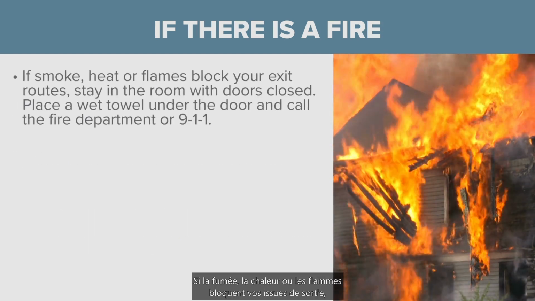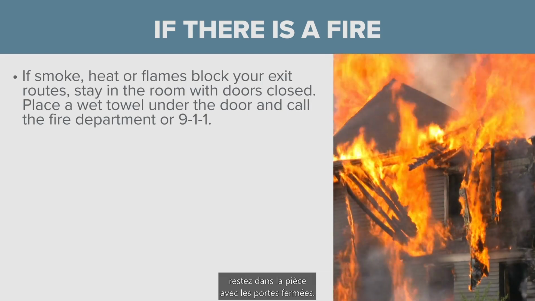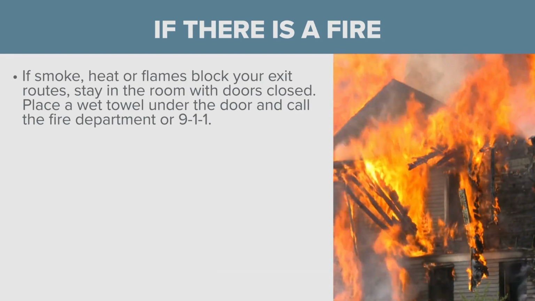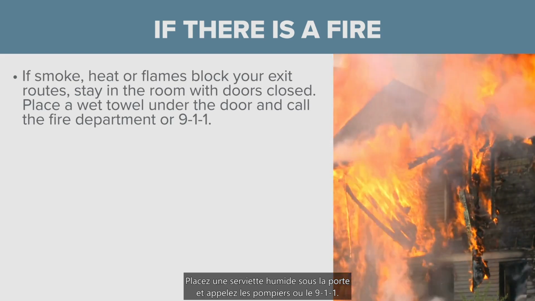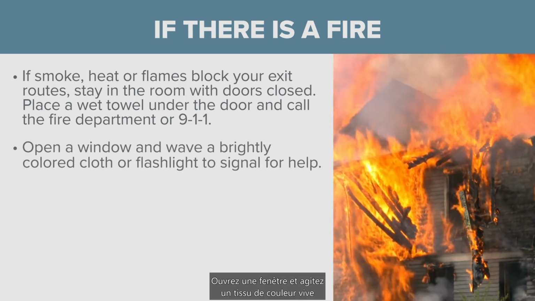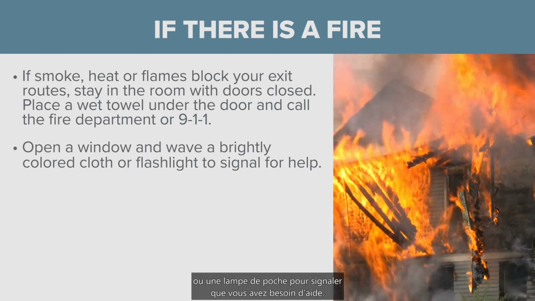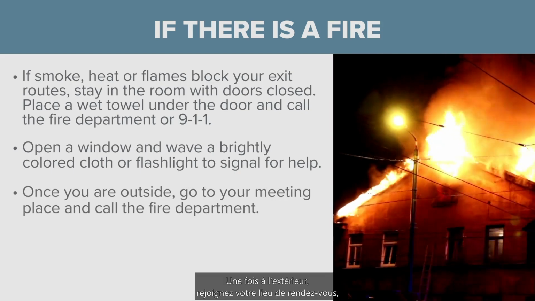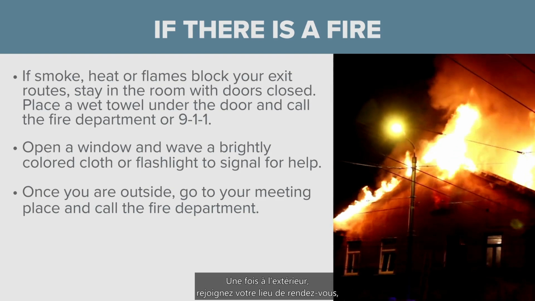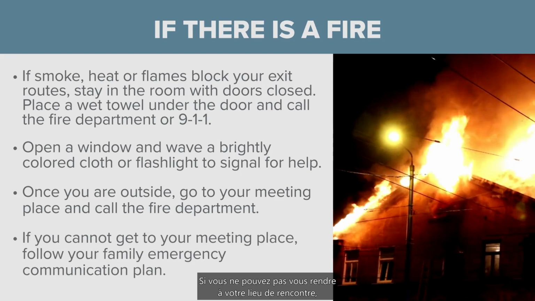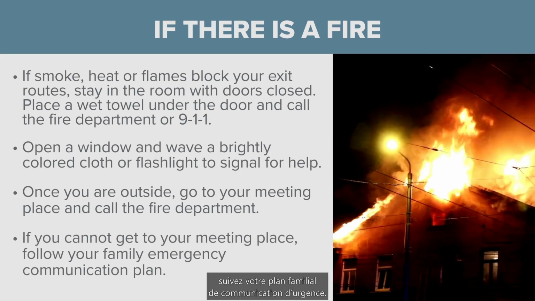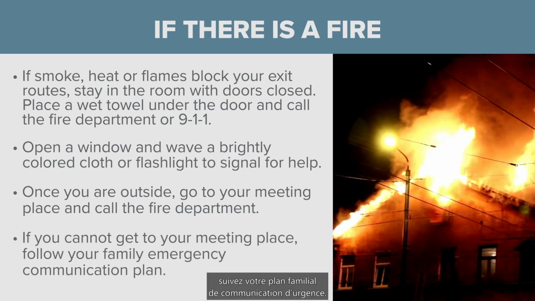If smoke, heat, or flames block your exit routes, stay in the room with doors closed. Place a wet towel under the door and call the fire department or 911. Open a window and wave a brightly colored cloth or flashlight to signal for help. Once you are outside, go to your meeting place, and then send one person to call the fire department. If you cannot get to your meeting place, follow your family emergency communication plan.